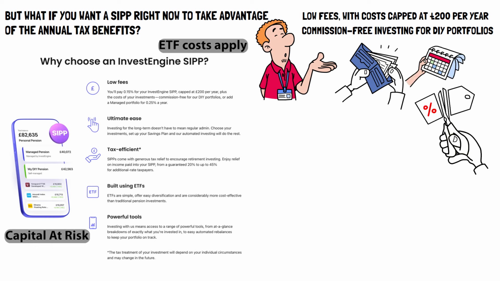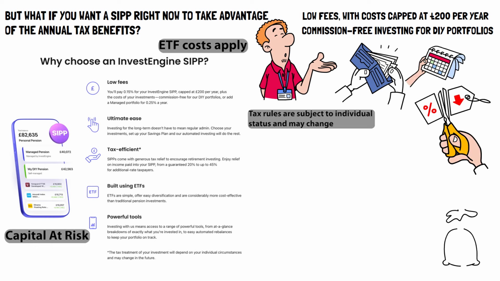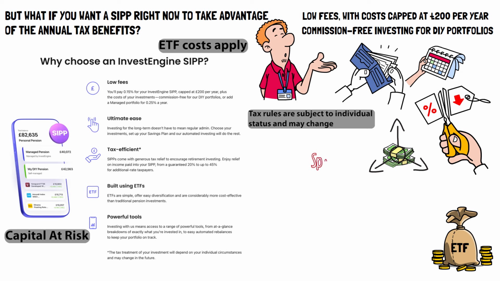The tax-efficient nature of SIPPs means that you can enjoy significant tax relief on your contributions. InvestEngine allows investors to buy cost-effective ETFs, offering simple diversification. The more tax-advantaged accounts available to us common folk, the better, really.